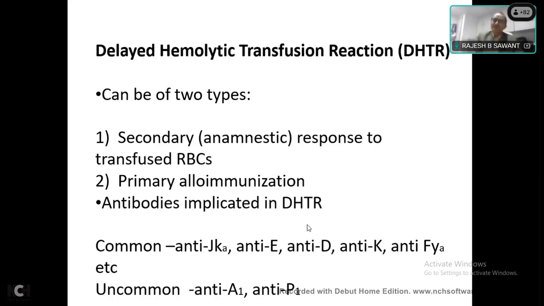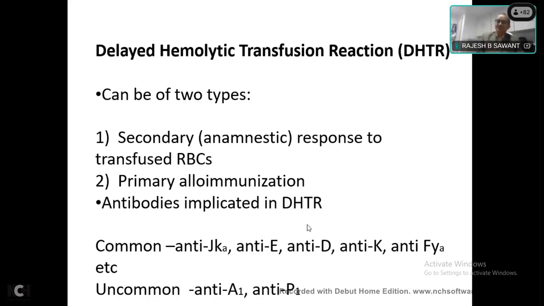Also, there is a second type which is known as delayed hemolytic transfusion reaction. If it is the first time that such foreign antigens have entered the system, they will just sensitize the immune system to produce antibodies. The next time such an antigen enters the system, those antibodies will now attack the corresponding antigens and lead to a delayed hemolysis.